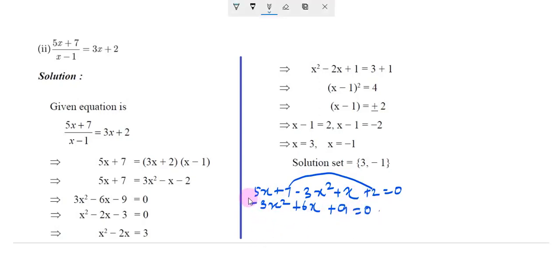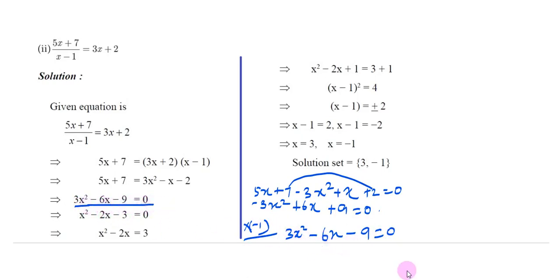So x square term should be positive always, so we should multiply by minus 1. So here 3x square, because minus into minus is plus, and next minus into plus is minus, so minus 6x, next minus into plus is minus 9 equal to 0. So we get 3x square minus 6x minus 9 equal to 0. Understood?